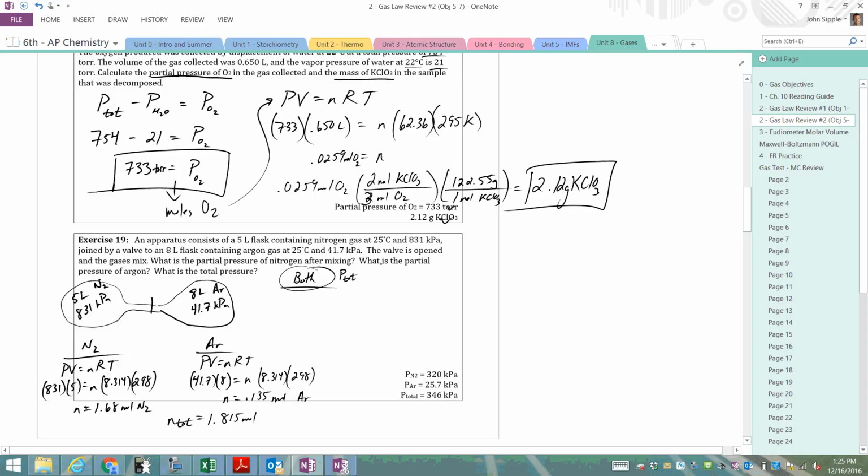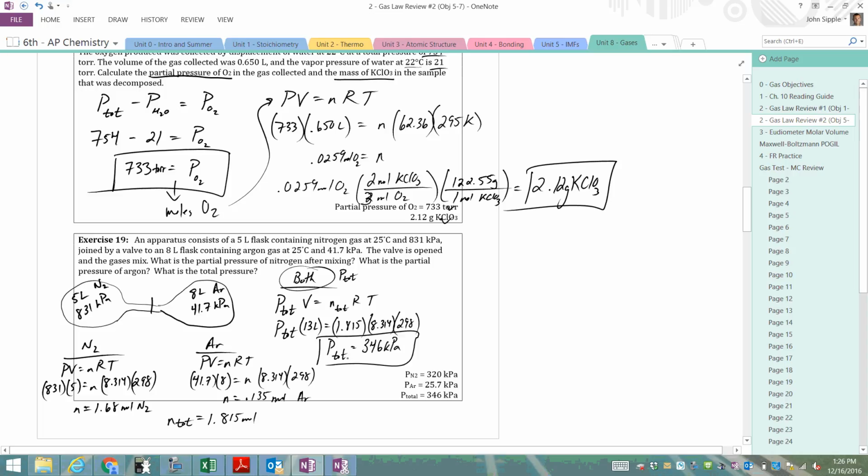We found the moles of each gas. Now when we mix them together, we have to find what the total pressure is for the whole thing, now that we've made it 13 liters. Our total pressure times our volume is equal to our total moles times R times T. For our variables, we have a 13 liter flask, total moles of 1.815, times our R value of 8.314, times our temperature of 298. So our total pressure is equal to 346 kPa.